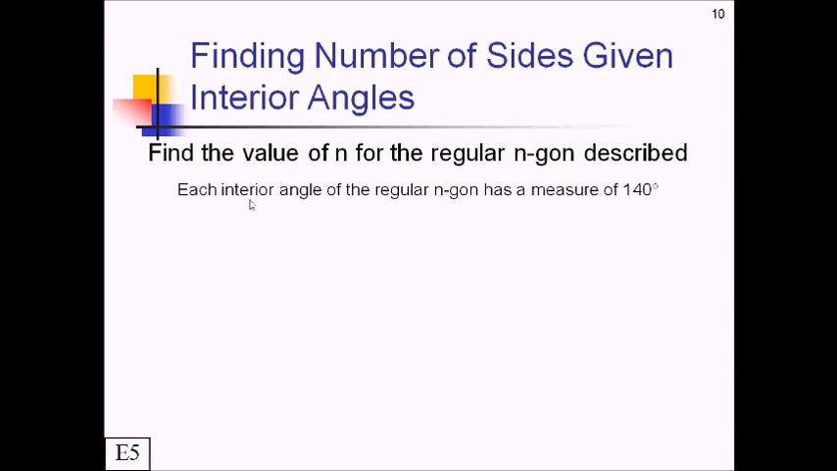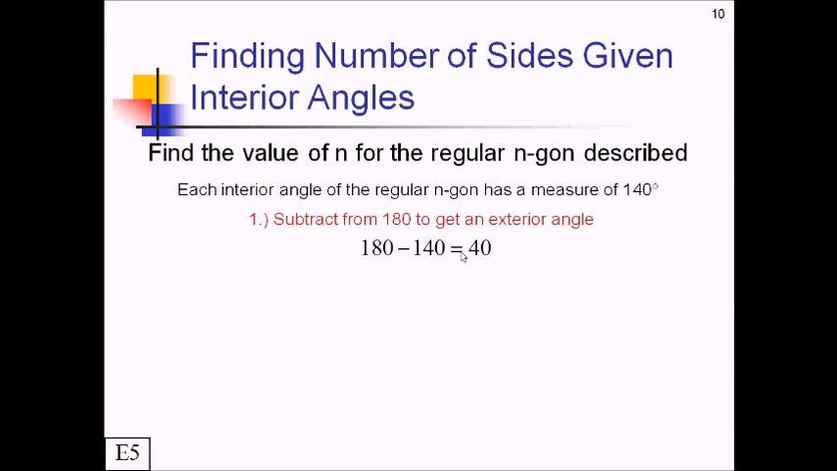Well, an interior angle and an exterior angle form a linear pair. They add up to 180. So if we subtract the interior angle from 180, that will give us its corresponding exterior angle, which in this case is going to be 40. Since this is a regular n-gon, we know that all the interior and exterior angles are exactly the same. So that means we have a bunch of exterior angles that are all 40 degrees.